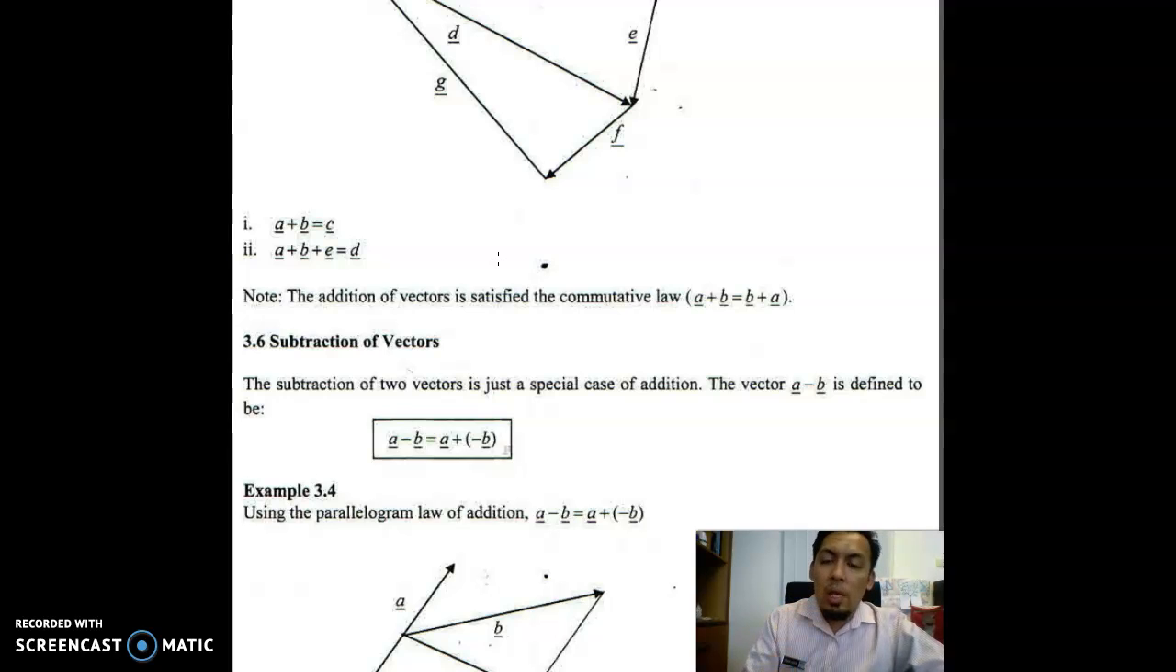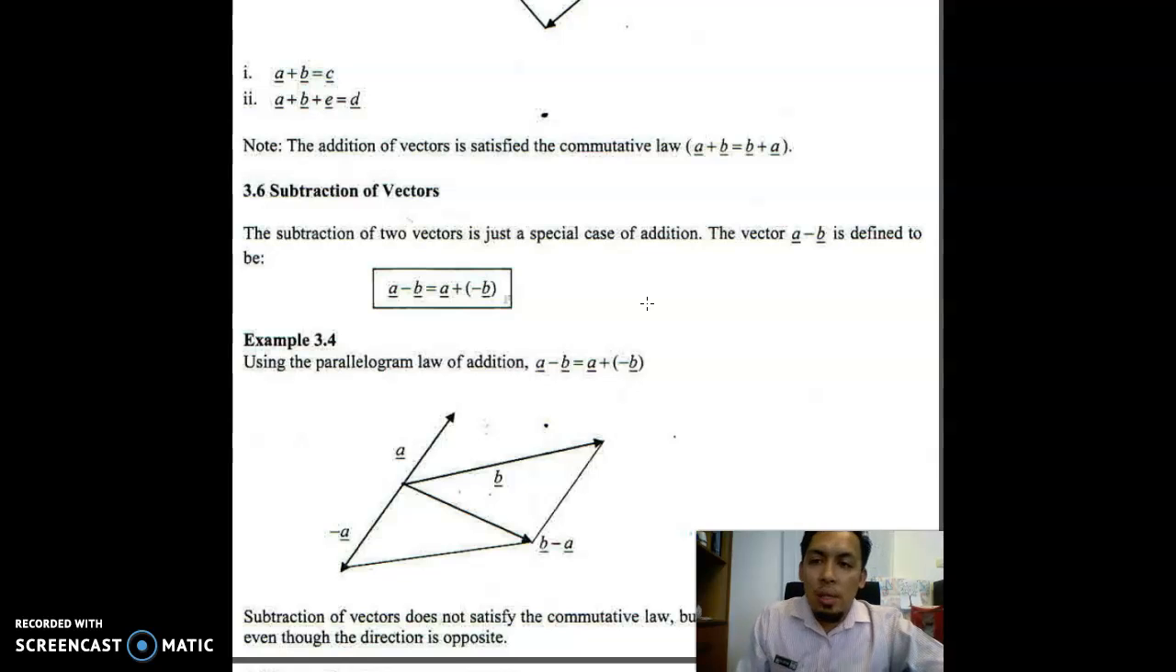Additionally, summation of vectors satisfies the commutative law, meaning that if you sum A to B or B to A, you will get the same vector. A plus B is equal to B plus A. Now let's look at subtraction.